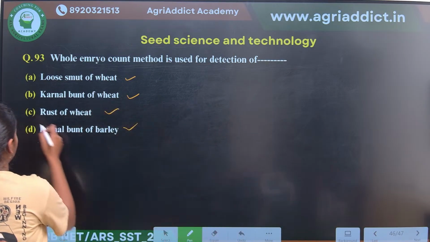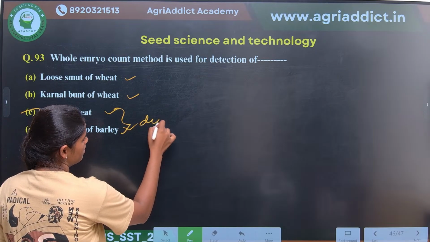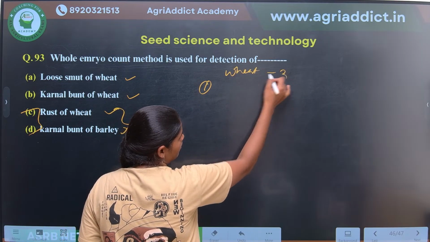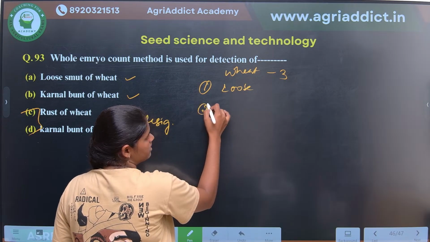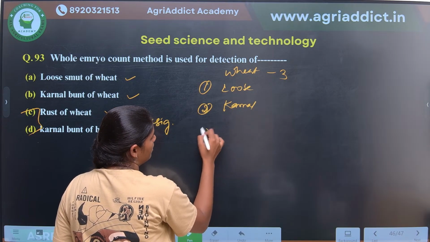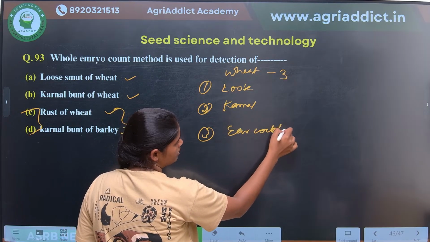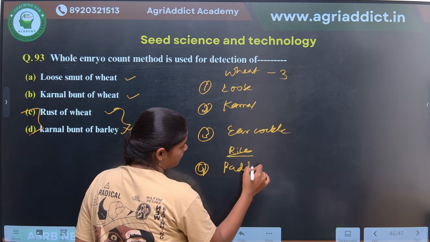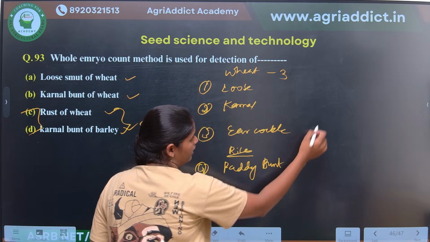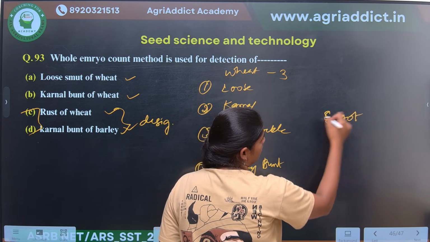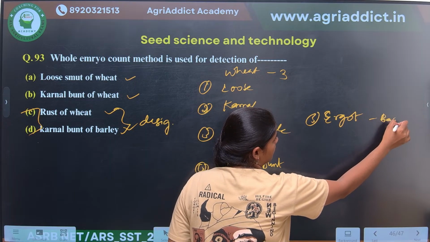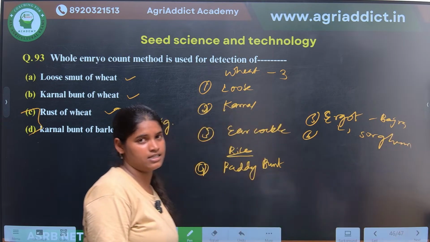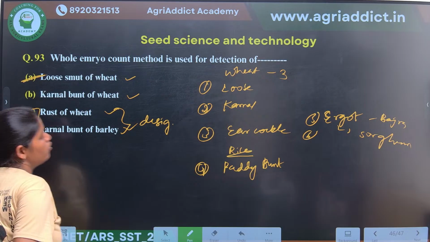You can easily eliminate these two because these are not designated diseases, right? The 6 designated diseases: in wheat we have three. One is loose smut, second is karnal bunt, and ear cockle, tundu disease. In rice, we have only one, that is paddy bunt, and the others are ergot in bajra and ergot in sorghum. Remember this. These are the 6 designated diseases in India. So the answer is loose smut of wheat.